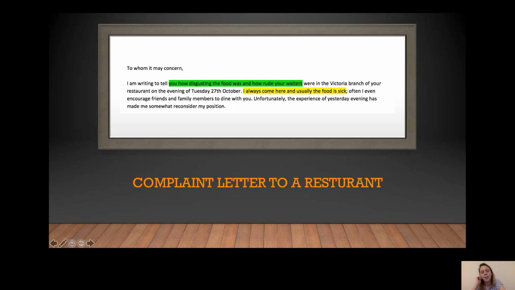Have a think. Why have I highlighted two phrases, one in green and one in yellow?